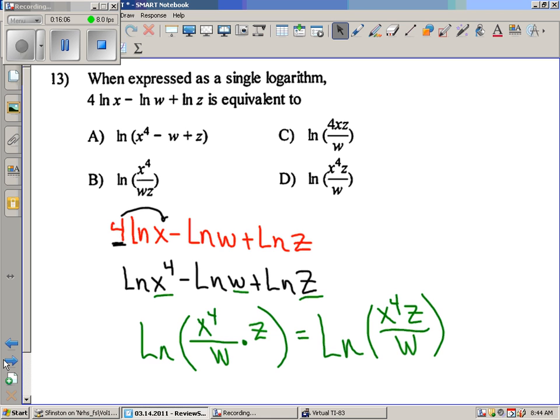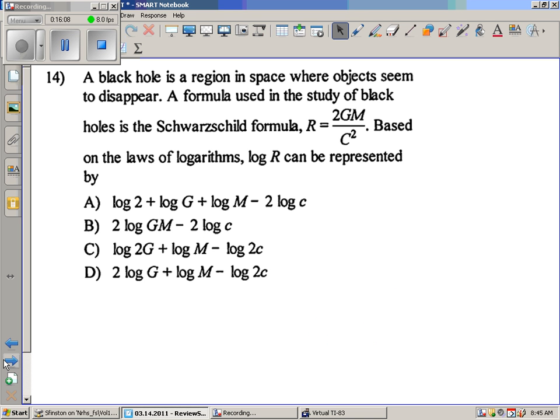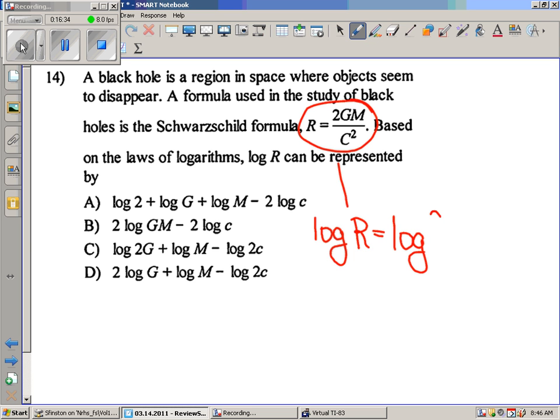All right, here we go. So, very common Regents question. All it's asking you to do is take a look at the multiple choice answers. They give you a long question with a formula, and they say, do me a favor, rewrite this formula using logs. Take this equation right here. Let's rewrite it. So that's going to be the log of r equals log 2gm divided by c squared. So it's asking for what is the log of r.